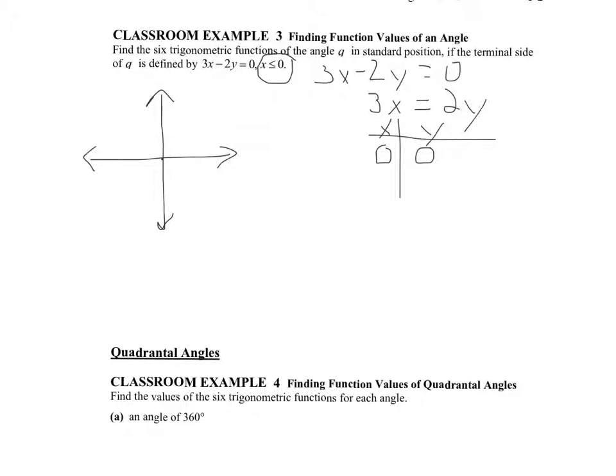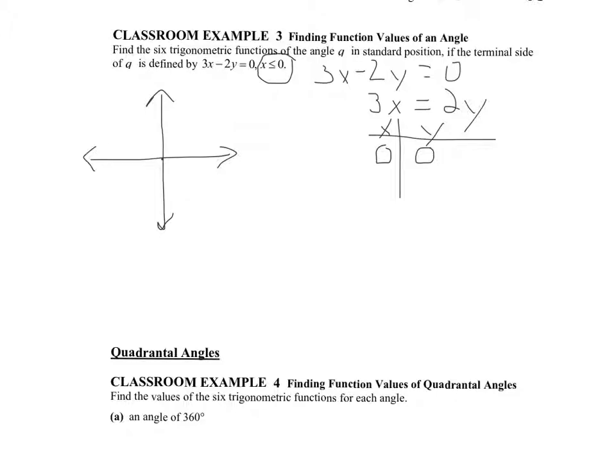Now, we need to pick some number that would be negative because x is supposed to be less than or equal to 0. And here's where you want to be smart. I could pick -1, but if I pick -1, what kind of number am I going to get for y? I think I'm going to get a fraction, won't I? Because 3 times -1 is -3. And if -3 is equal to 2 times y, that's going to give me a fraction.